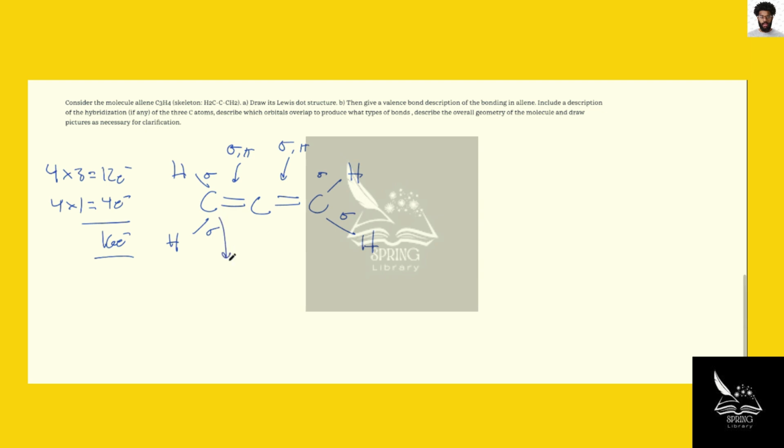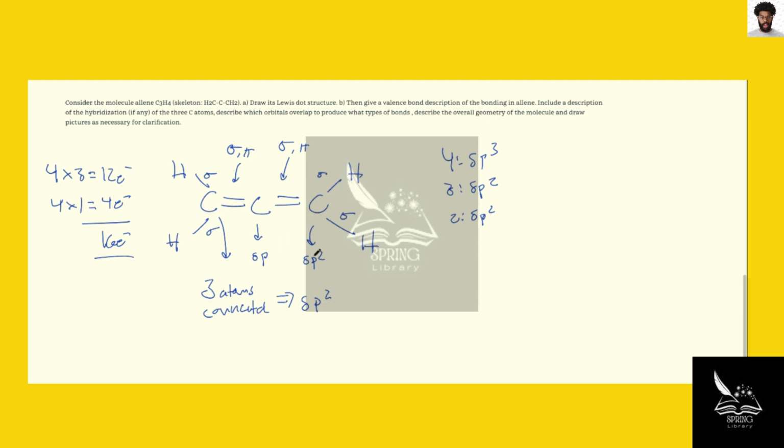Well, this carbon atom has 3 atoms that it's connected to, which implies that it's sp2. This one has 2 atoms that it's connected to, so it's sp, and this one has 3 atoms that it's connected to, so it's sp2. Okay, so 4 connections is sp3, 3 connections is sp2, and 2 connections is sp. Okay, so which orbitals are overlapping to produce what types of bonds?